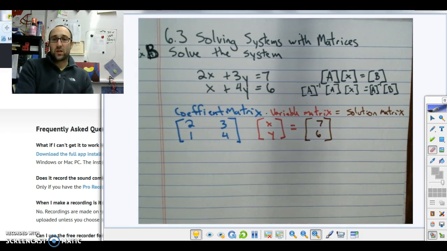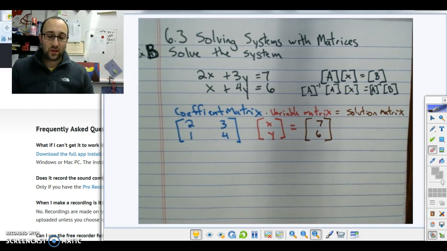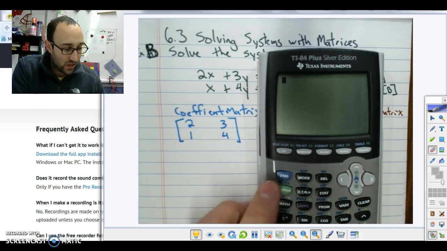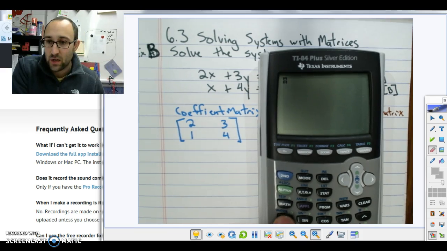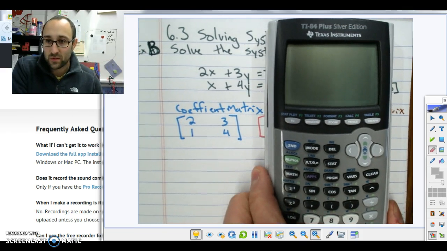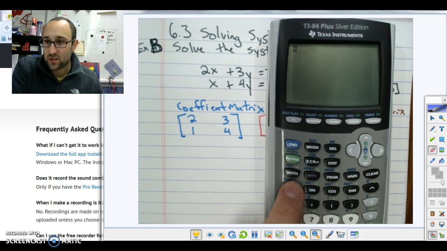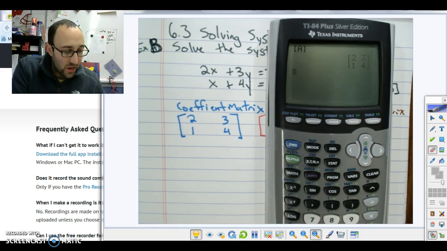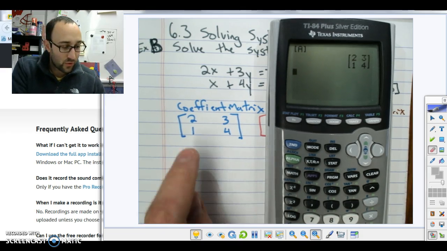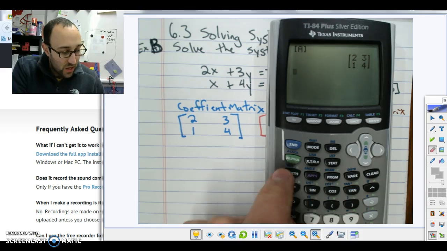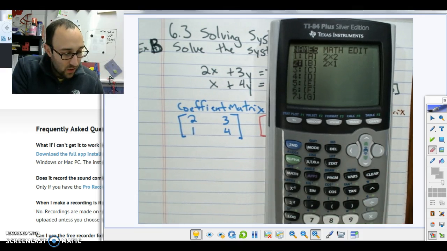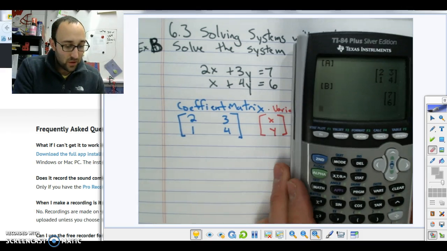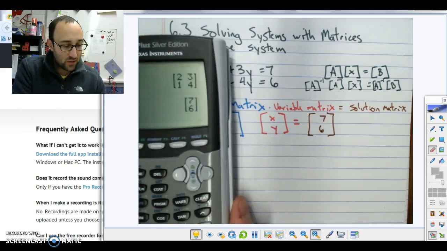Now you're going to say, what do we have to do? Well, the nice thing is we've got graphing calculators that will allow you to do that. I already put it into the calculator, so you can check that. If you hit second, right here, you can see it says matrix, and I've got a matrix right here, a 2 by 2, so I hit enter. A is right there, 2, 3, 1, 4, so I did put it in correctly. And I also put in my solution matrix, which is 7, 6 right there.